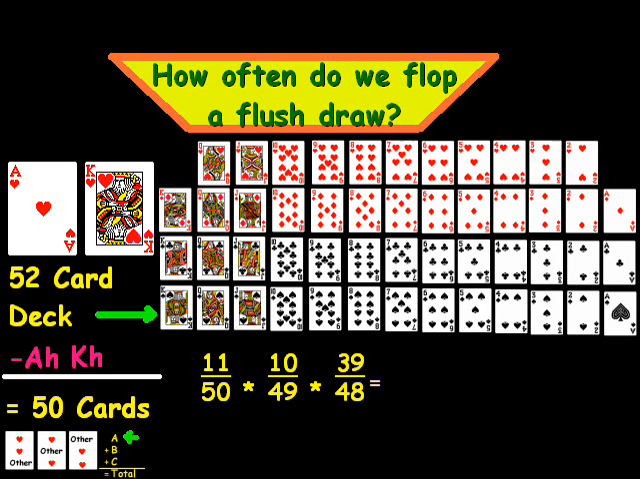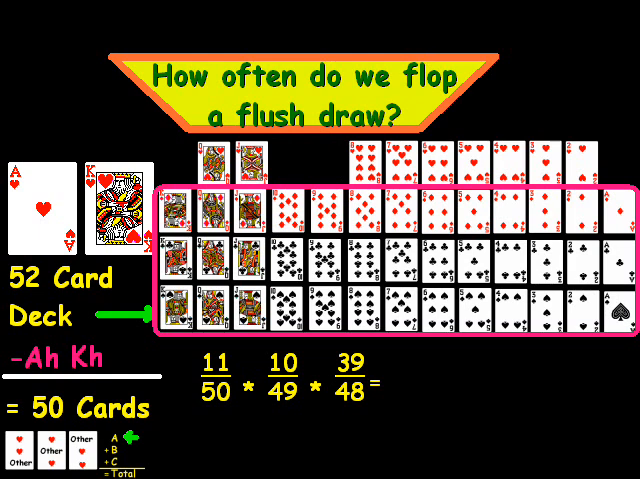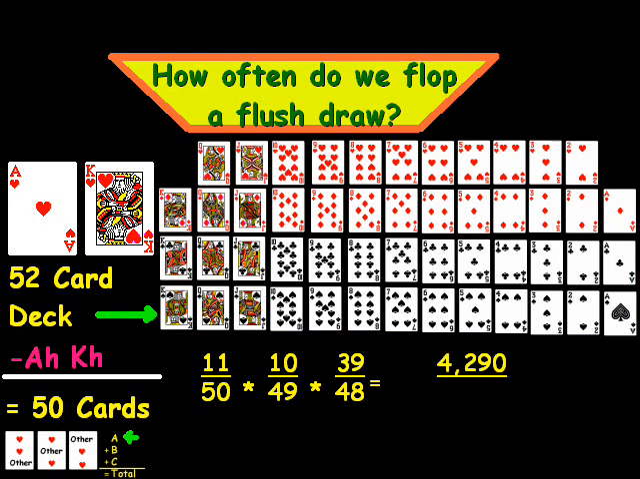And then our last component, we want to know, okay, we have heart, heart, other. Well, there's a lot of other cards here. In fact, there's 39 of them. And since we took away 2 hearts from our first 2 parts in this equation, we're going to have 39/48, as at this time we're not going to get our third heart. And if we multiply all this together, we get 4,290 divided by 117,600. It comes out to approximately 3.65%. And that is for component A.